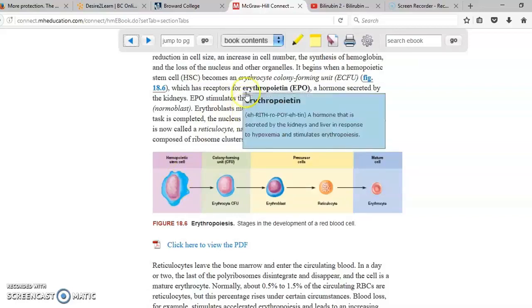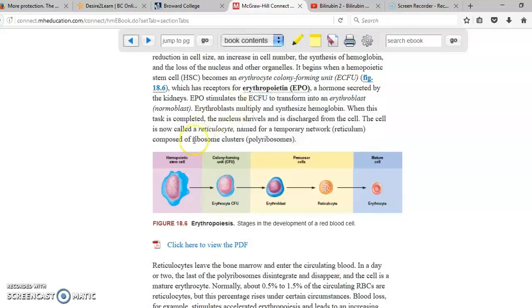A hormone stimulates the production of red blood cells. This hormone is called erythropoietin. The erythropoietin is a hormone produced by your kidneys. When we lose red blood cells, the kidneys are going to get this information, and as a consequence of that, they are going to produce erythropoietin. Erythropoietin will travel to your bone. The stem cell is going to get stimulated, and you're going to produce more red blood cells.